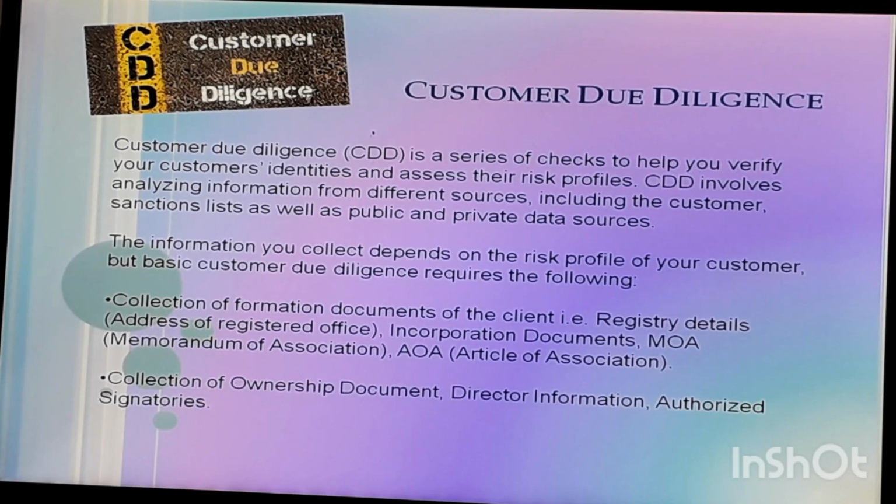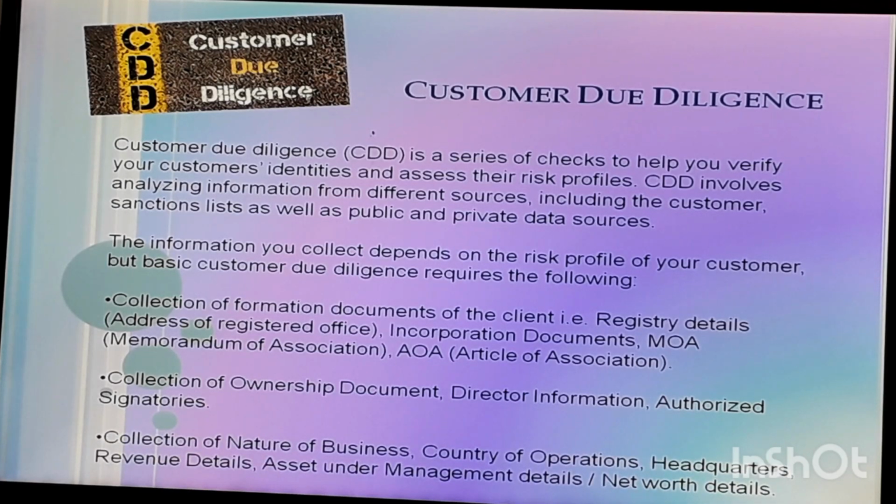Next would be collection of ownership, director information and authorized signers. Why do we need to know these? Because these are the key individuals of that company who have the decision-making power. If they have decision-making power, they can influence the financials and anything and everything in the company. That is why we need to identify them and then verify their information as well. How identification and verification of individuals is done, we'll talk about in the next topic in a bit more detail.